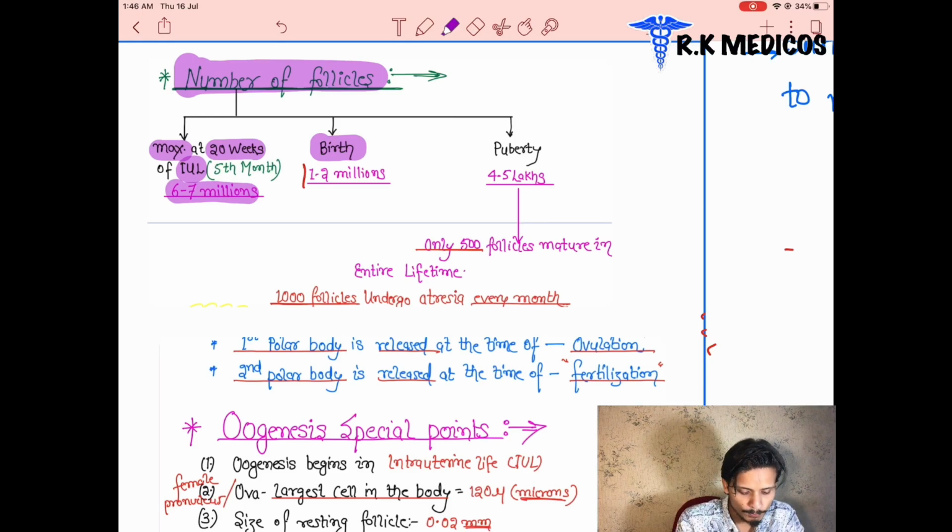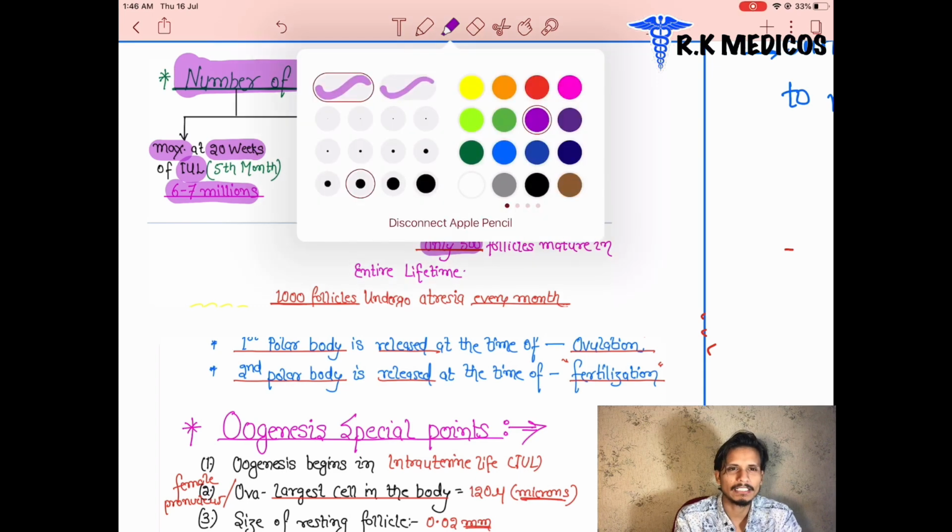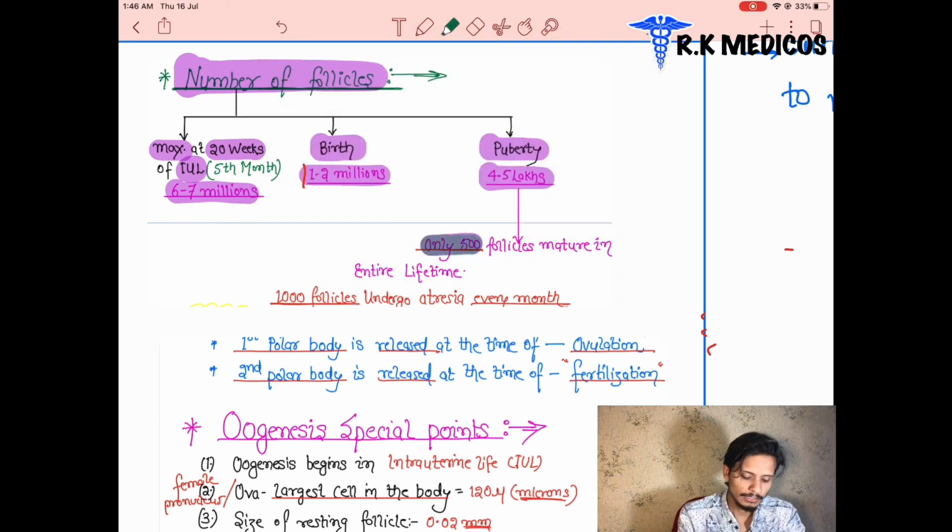After the attaining of puberty by this child, the number of follicles gets reduced from 1 to 2 million down to 4 to 5 lakhs. And in the whole lifespan of any female, only 500 is a practical value. Only 500 follicles are mature in the entire lifetime or lifespan of any reproductive female.